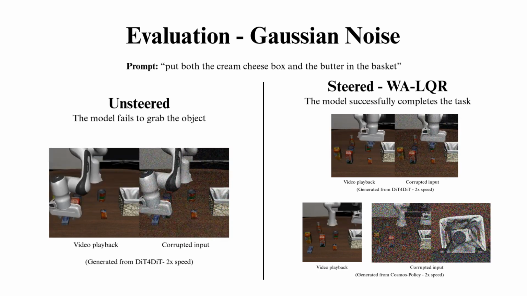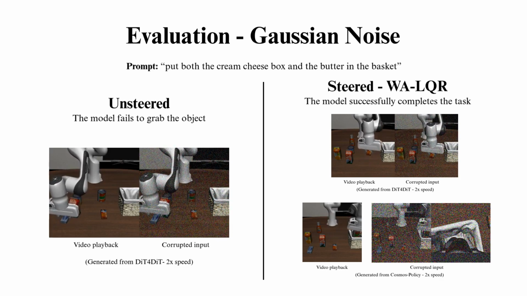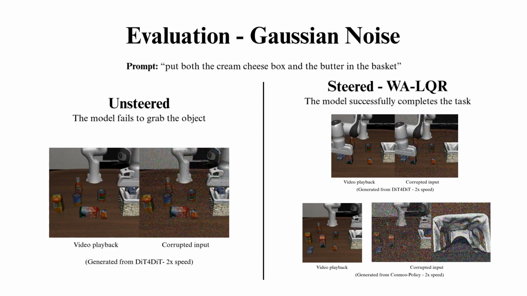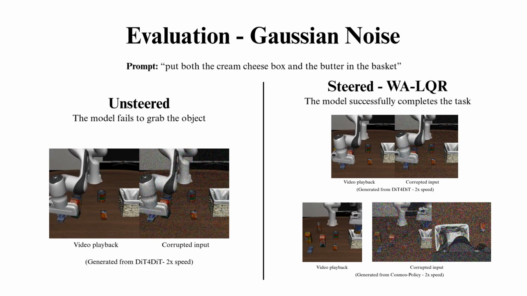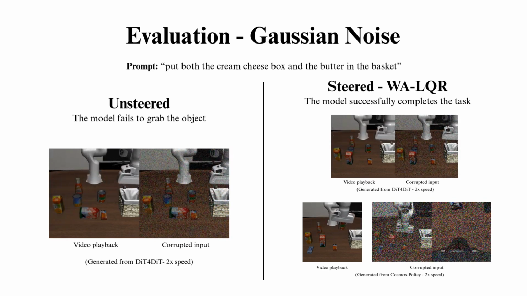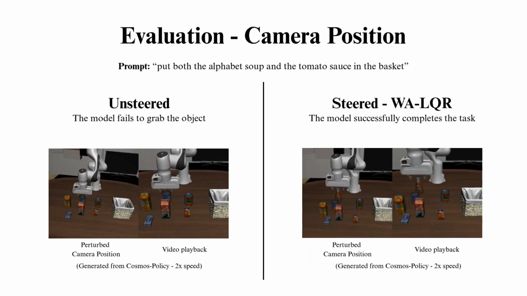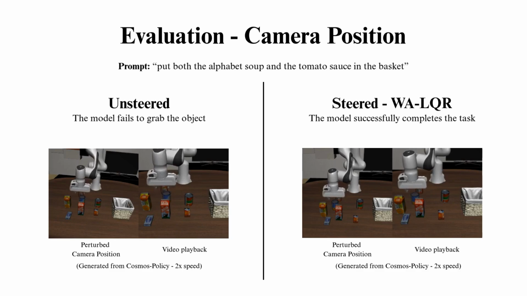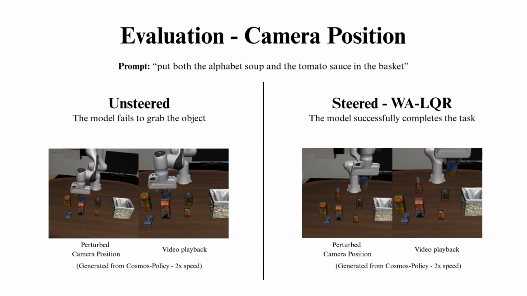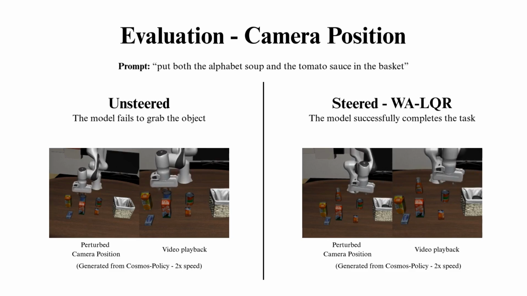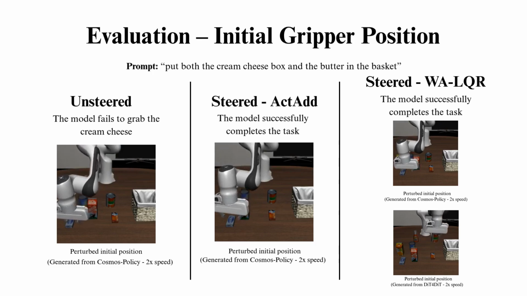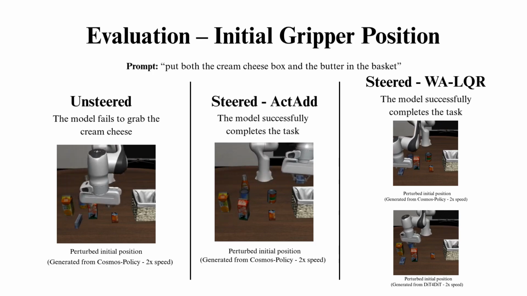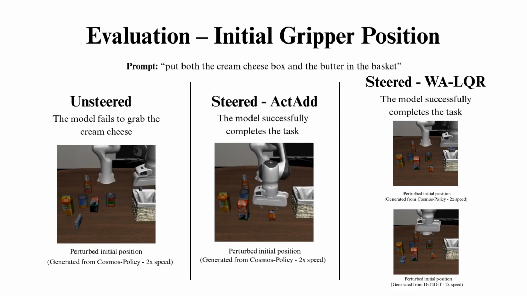When nuisance features are separable in activation space, activation steering improves performance under perturbation and increases the robustness of WAMs without requiring additional training data, as shown under Gaussian noise perturbations for the Cosmos policy and DIT for DIT models, as well as camera perturbations for the Cosmos policy model. And initial gripper perturbations for Cosmos and DIT for DIT, all of which have consistent feature separability.